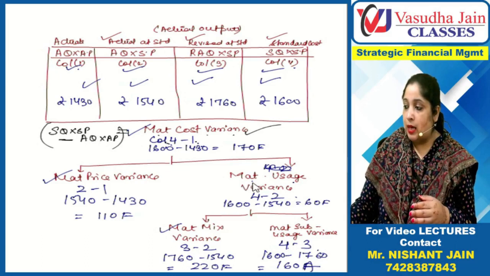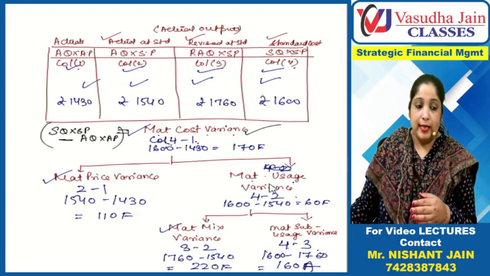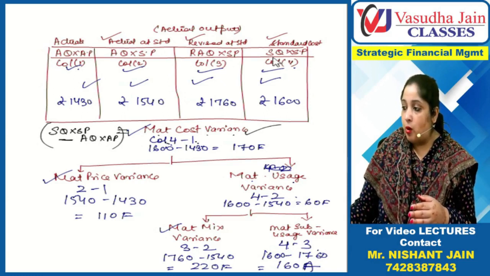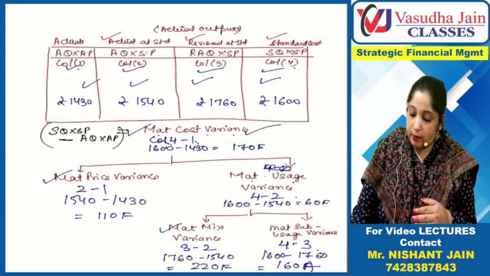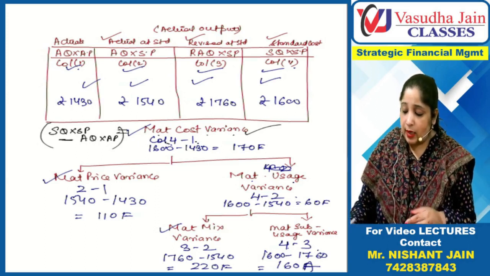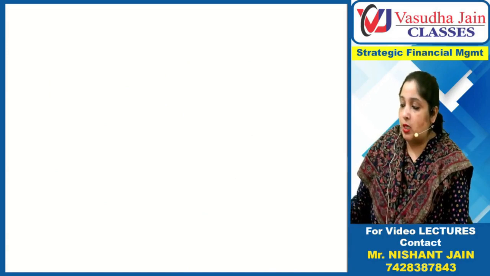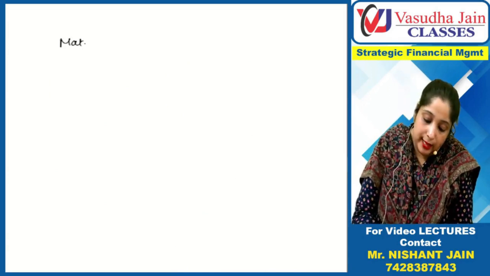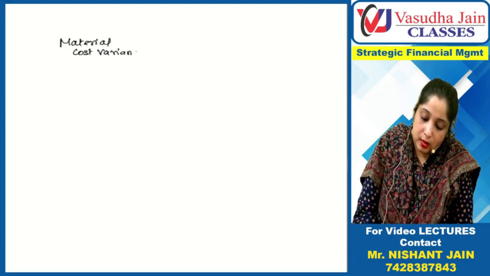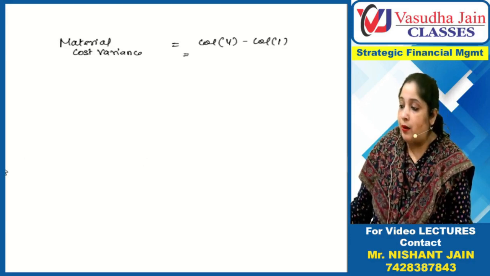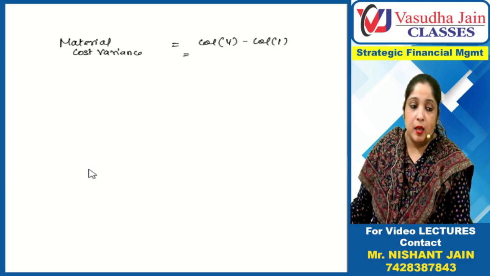Okay, come to material usage variance. Let's write the formula. Column number 4 minus column number 2. What is the formula of column number 4? Let me write on the next page, 4 minus 2, so that you can write the formulas properly. First I wrote material cost variance, which was column number 4 minus column number 1. Ma'am, how will we remember these figures, this thing? Just a second.